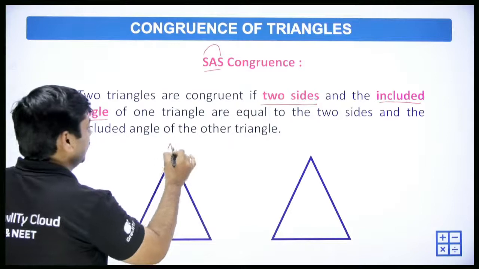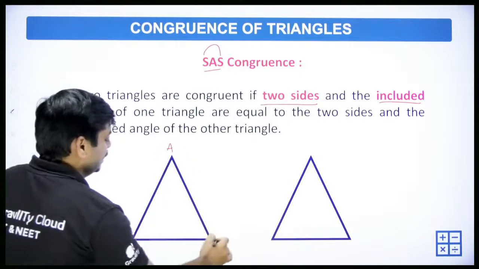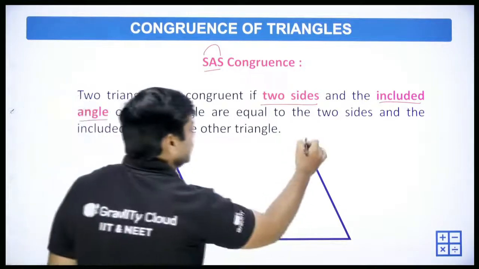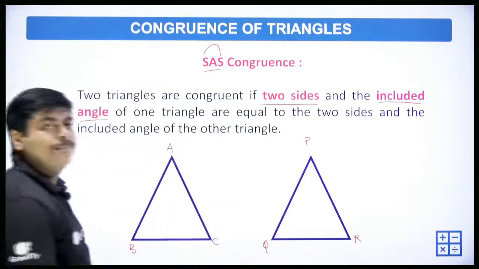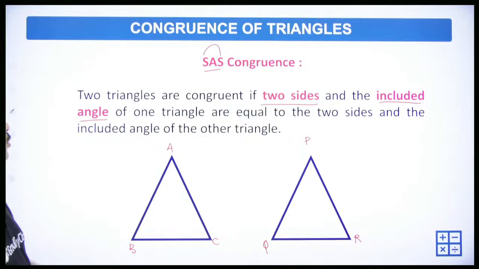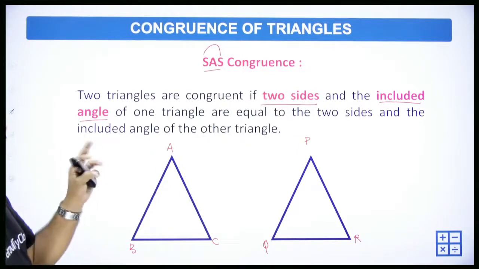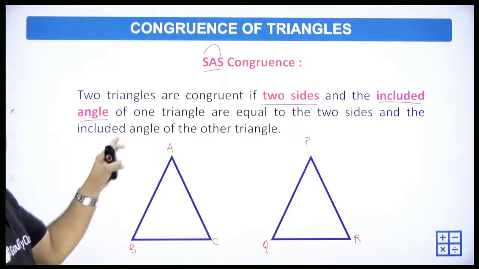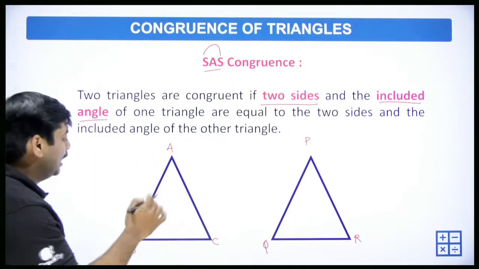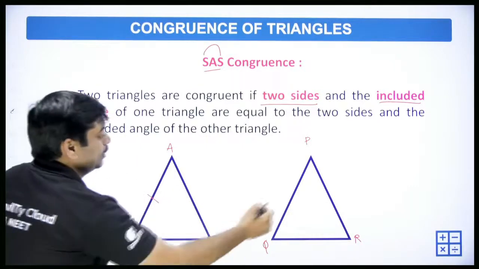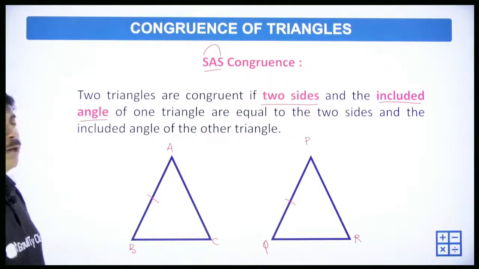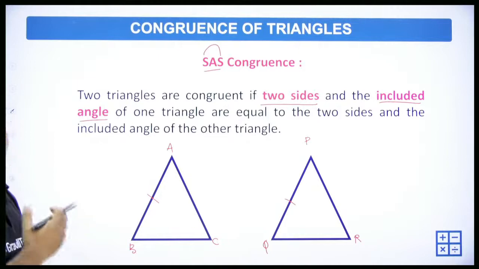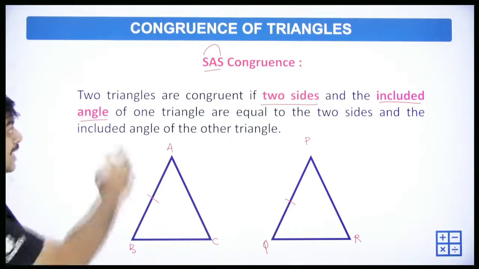So this is about A, B and C. Let's say this is ABC, and let's say this is PQR. Two triangles are congruent if two sides and the included angle of one triangle are equal to the two sides and the included angle of another triangle. So let's say this side and this side are equal. AB and PQ are equal. Let me write one more side because it is SAS.